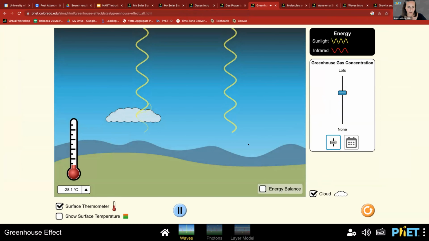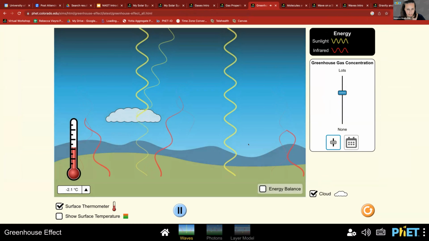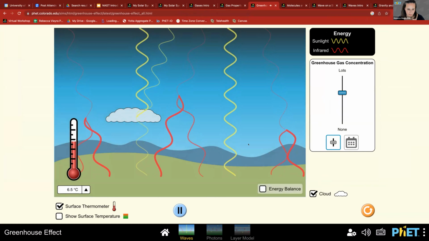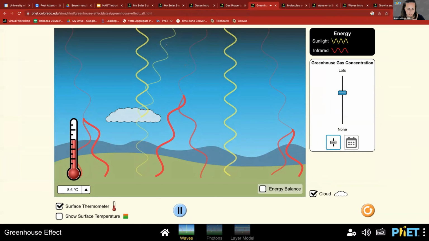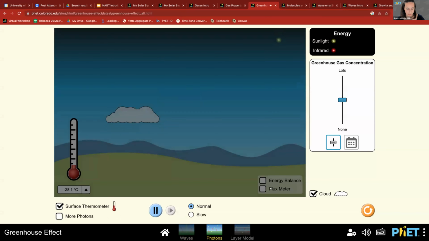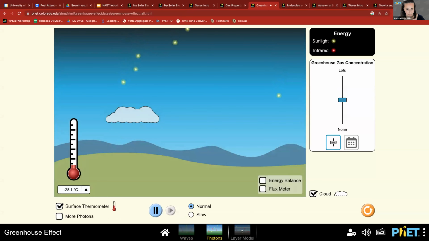I remember this concept being so difficult as a student, understanding that first we had visible sunlight coming in, and then it's the infrared that's being produced on the surface of the earth. I think this is such an awesome visualization for that. Recognizing that some of it does escape back, but a lot of it gets trapped. We can add in, take away clouds, and we can also take a look at it using a photon model.